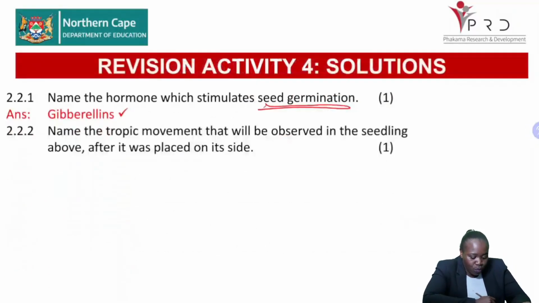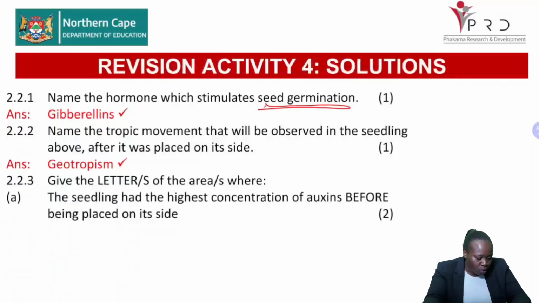Okay, 2.2.2. Name the tropic movement that will be observed in the seedling above after it was placed on its side. Right, so what kind of movement are we going to see here? Because we are preventing phototropism, it means we can expect geotropism, right? Because remember the question said to prevent phototropism. Like I said earlier, read that information so that you can pick up some of the answers as you read the information.